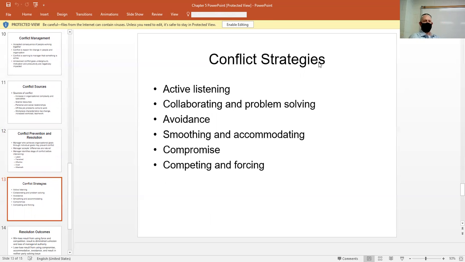Conflict strategies, some things when you've got conflict on the table. Active listening, important. We talked about that. If somebody thinks you are actively listening to them, is it going to calm them down? Absolutely. If you feel like somebody is not actively listening to you, is it going to make you mad? Yes.